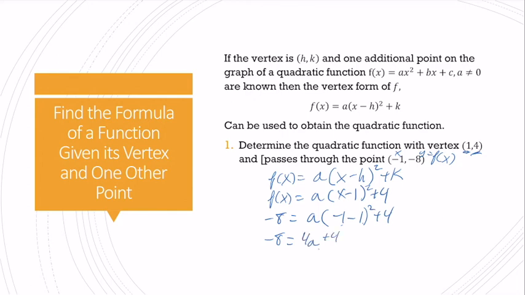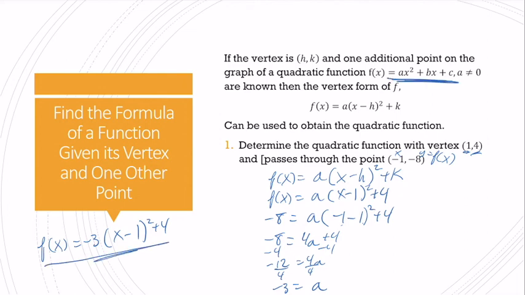I subtract 4 from both sides. I get negative 12 equals 4a. I divide both sides by 4. Negative 3 equals a. So I have the function f of x equals negative 3 times x minus 1 squared plus 4. And if I wanted to get this vertex form in the more standard form, I could go ahead and FOIL this out to put it in standard form.